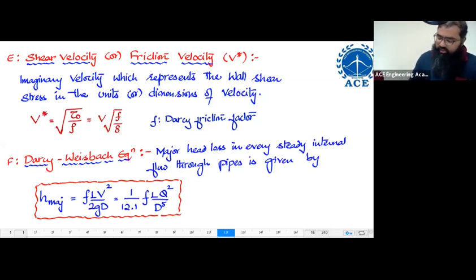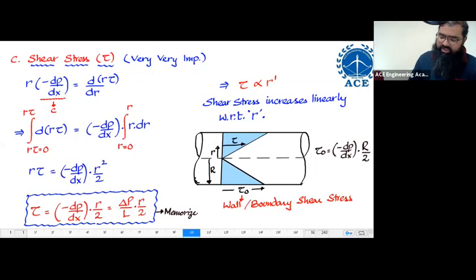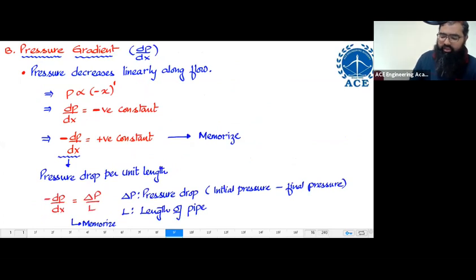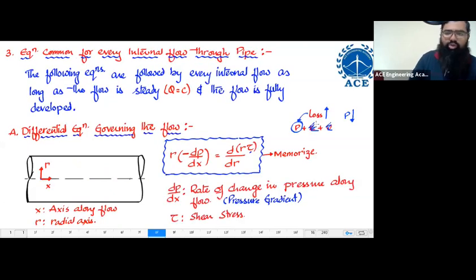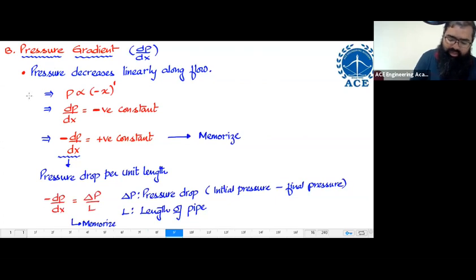One more thing I forgot to mention in the pressure gradient slide. I some time back mentioned that loss is by virtue of pressure only. So the value of head loss, let us say H, again this is major head loss only.